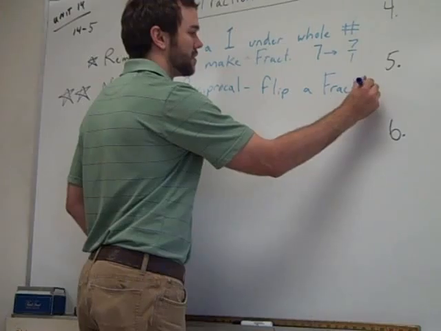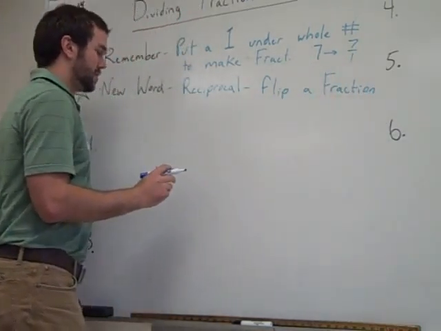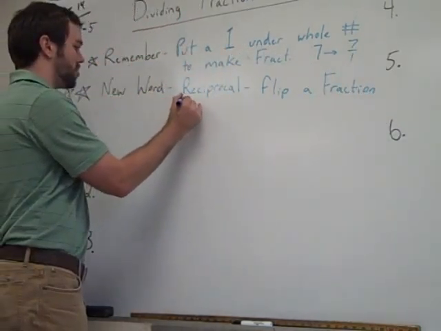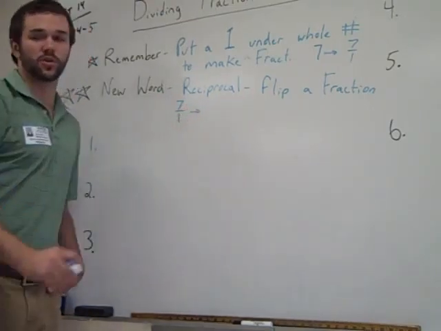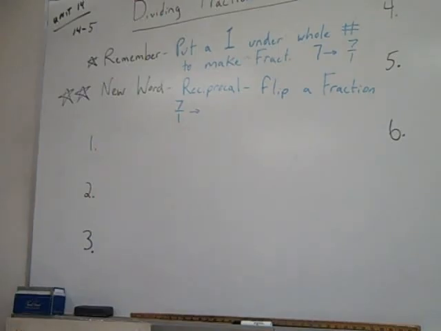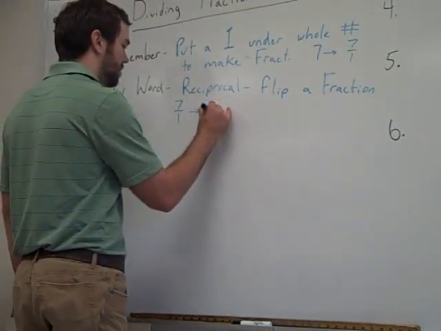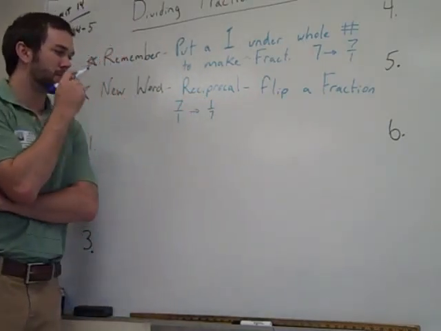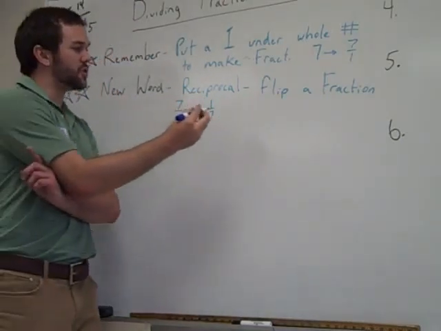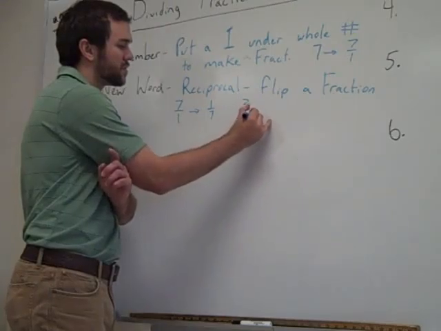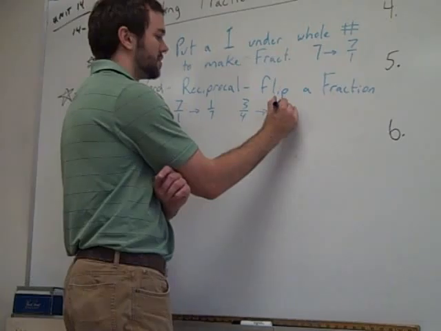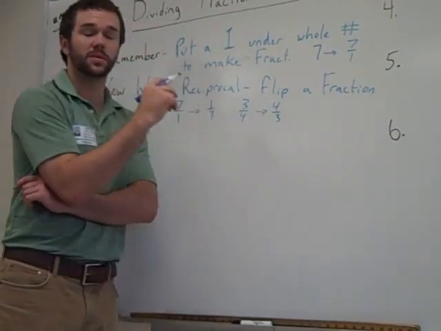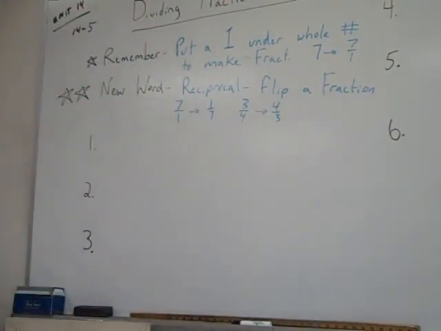What about flipping an improper fraction? So if I had that 7 over 1 and I wanted the reciprocal, what is it? Just 1 over 7. Everybody see that? And what if I have 3/4? 4/3. Good job. So the reciprocal is just flipping it, okay?